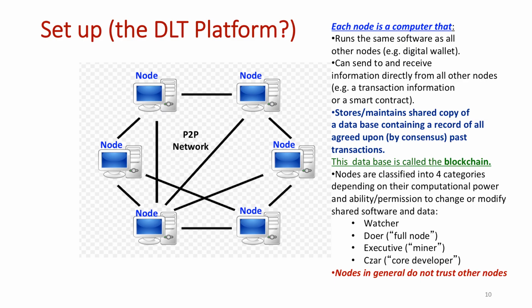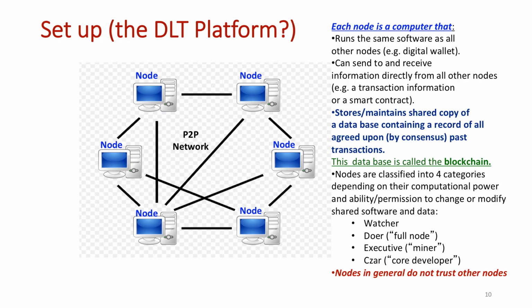And now what is important is this classification. Each node now runs the same software as all other nodes. This software, in many instances, for example in Bitcoin or Ethereum, is called a digital wallet. Now each node can send and receive information directly from all other nodes. What the information is depends on the application, and we'll talk about that.